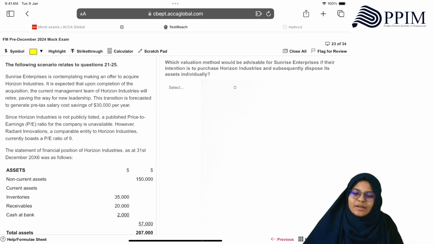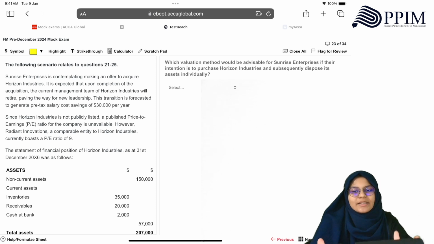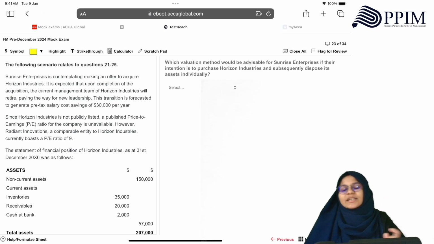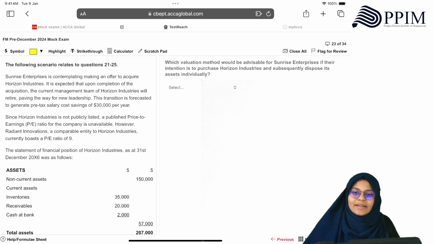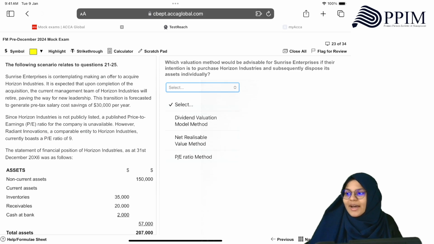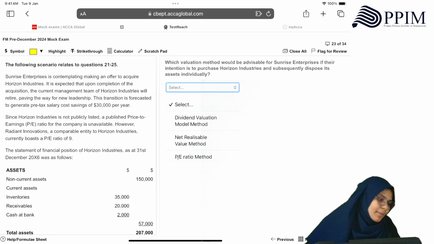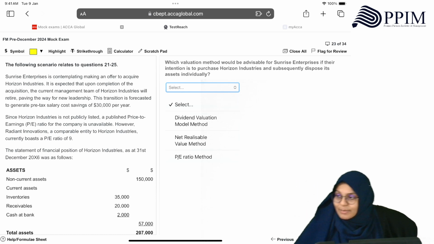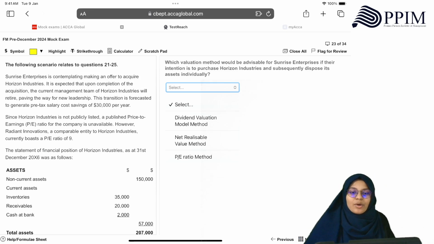Which valuation method would be advisable for Sunrise Enterprises if their intention is to purchase Horizon Industries and subsequently dispose of the assets individually? Okay, now I told you there are three methods: either asset based, income or earnings based, or cash flow based. Now, the first one they are talking about, the dividend valuation model. This is used if you know you are going to use that company's income. So you are going to purchase the company with the intention of using its income. If you have that intention, using DVM is good.